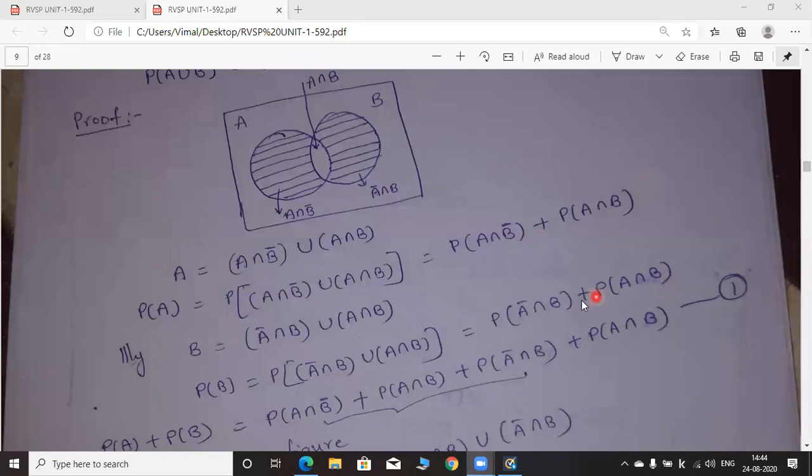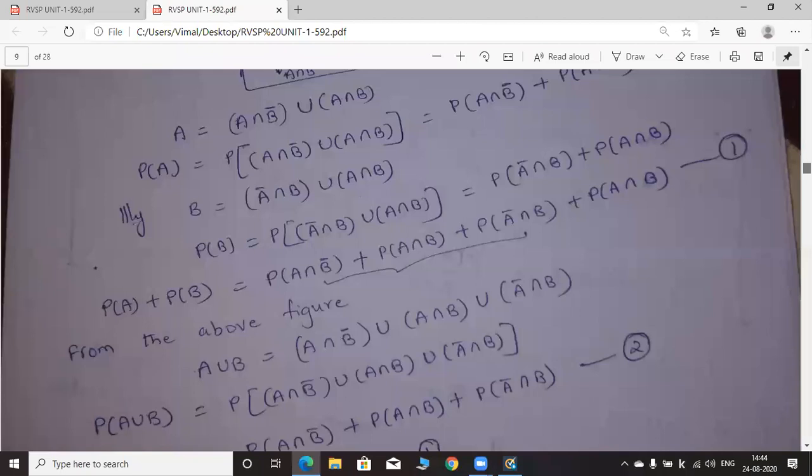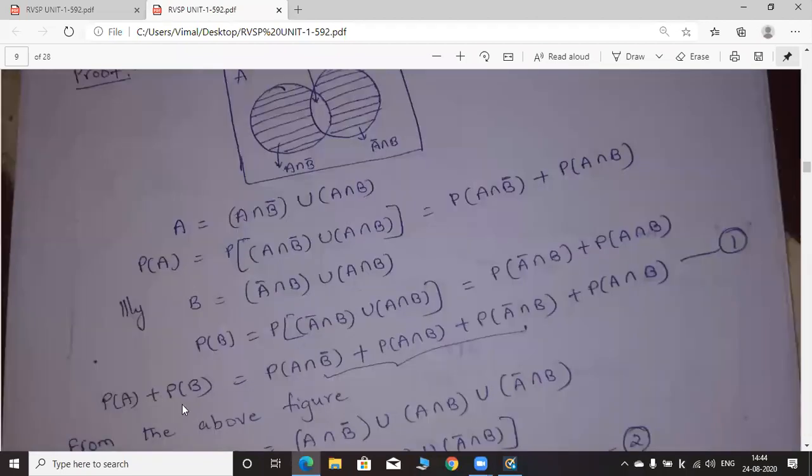Okay, similar to the previous one, here also we have got one expression. Here we have got the expression for P of A, and we have also got the expression for P of B. So let this be equation number 1 and let this be equation number 2, since the numbering is not given for these two expressions. Add these two, that means P of A plus P of B. You have to add the first expression and the second expression.